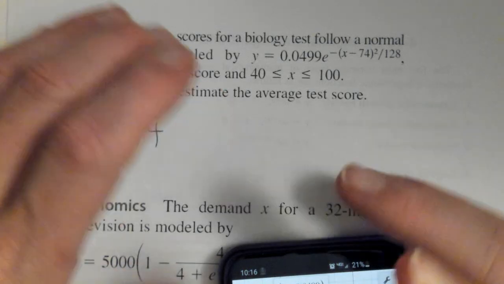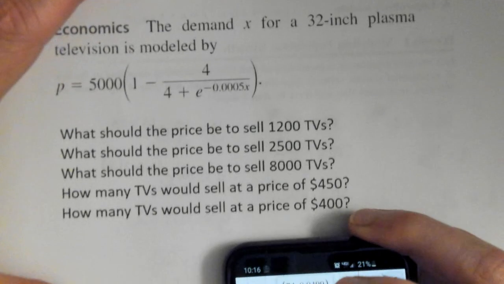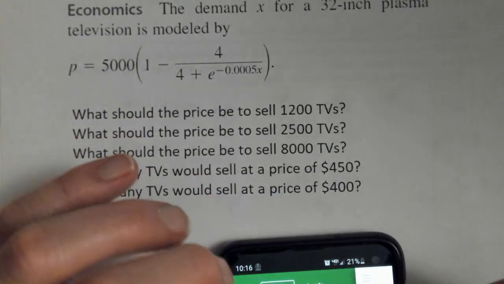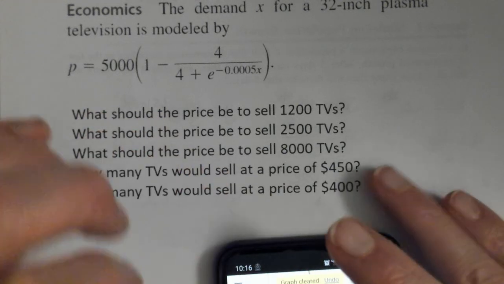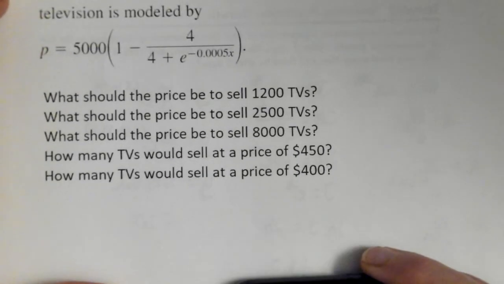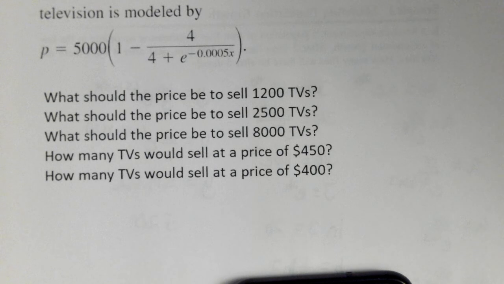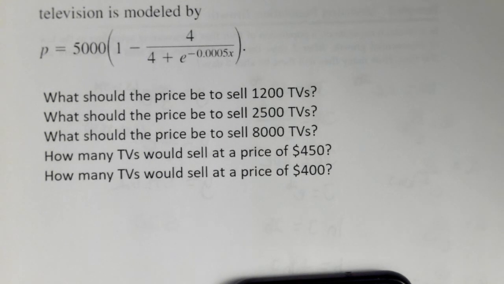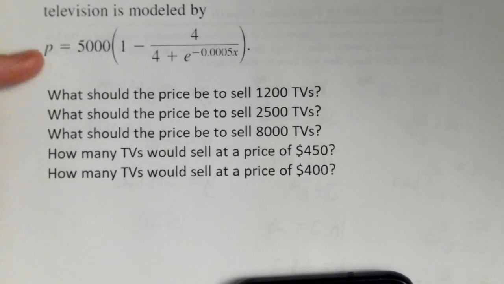Okay, so that's what you're looking for. What about the next one now? Let's take a look at it. Alright, so the next one says the demand X for a 32-inch plasma television is modeled by this equation, right?